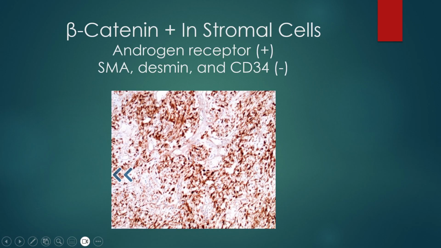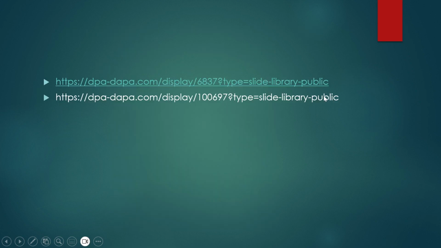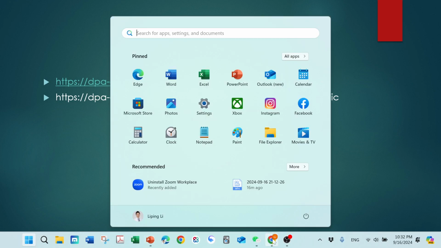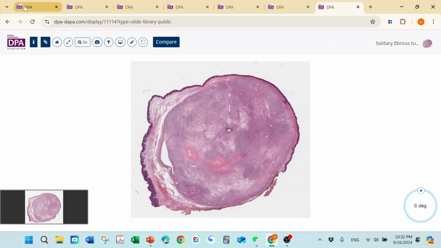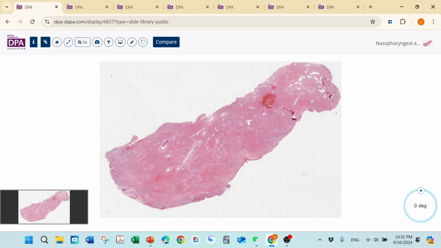One characteristic IHC finding is beta-catenin positive stromal cells. If you still remember, this lesion usually occurs in males, so you can find androgen receptor positivity. But remember, SMA, desmin, and CD34 are negative. Let's see some virtual slides.